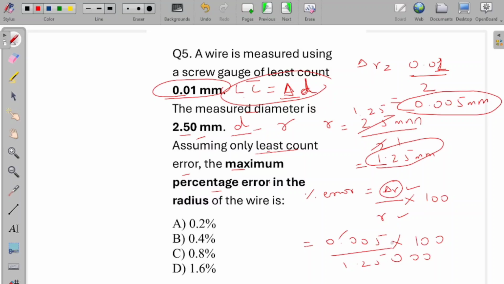0, 0, 0, and here two zeros. On solving it further, we will get, I'll quickly write down the answer without wasting your time. So we will get 0.4%. Here, option B is correct. Again, all the correct answers are option B.